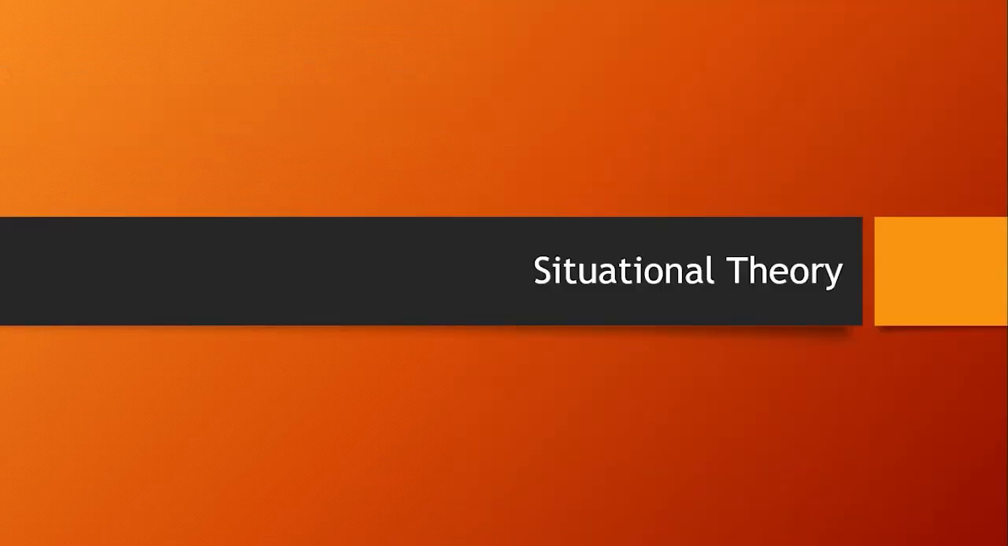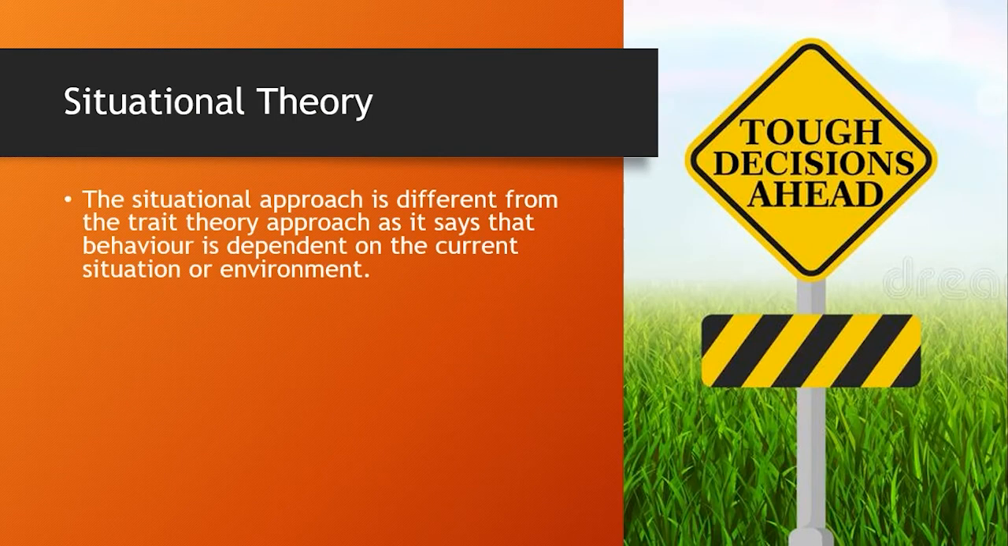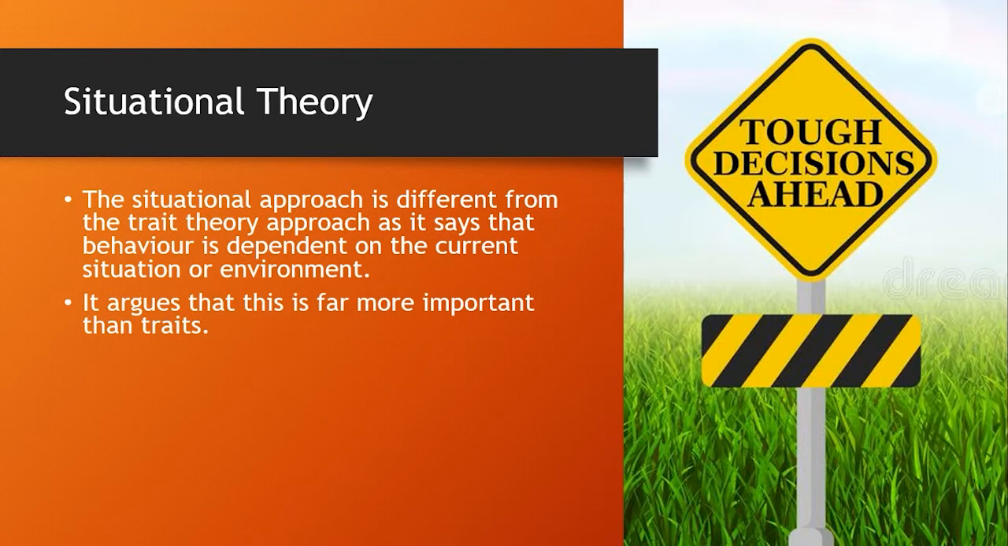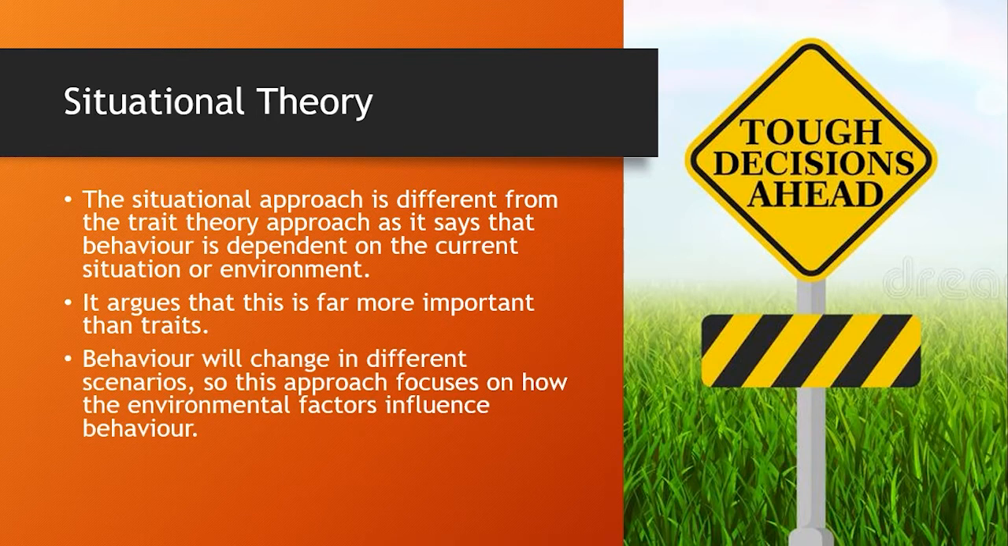Next is situational theory. Situational theory is opposite to trait theory. Trait theory suggests that no matter what situation we put you in, you will act in a certain way. The situational approach is different in that it says that the situation we're put into will dictate how we react to it. It argues that this is far more important than the traits. The situation we're in influences our behavior more than the type of person that we are. This behavior will change based on the different situations that we're put into. It also focuses on how environmental factors will influence our behavior.